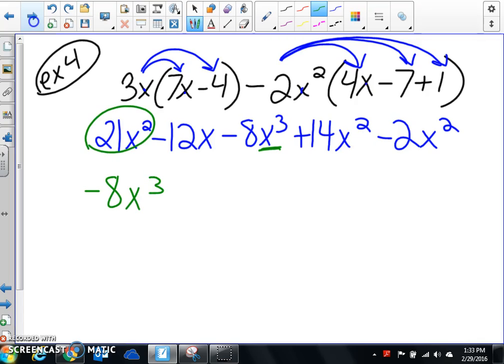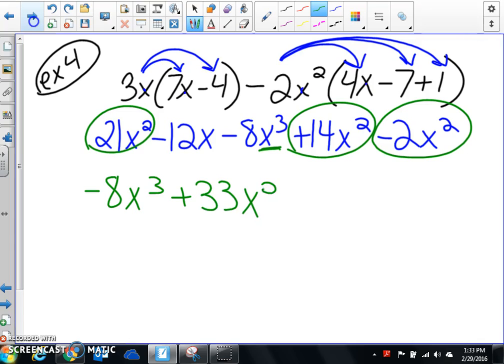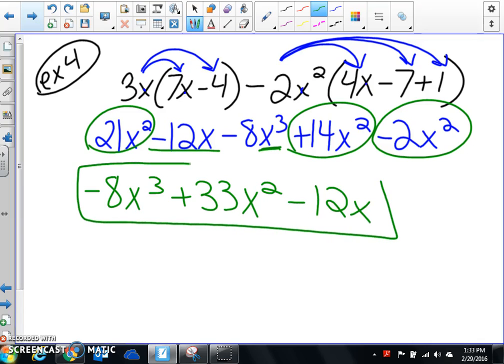And now I need to combine all my x squares. So 21 plus 14 is 35, and 35 minus 2 is a positive 33x squared. And then you have a negative 12x. That's it.